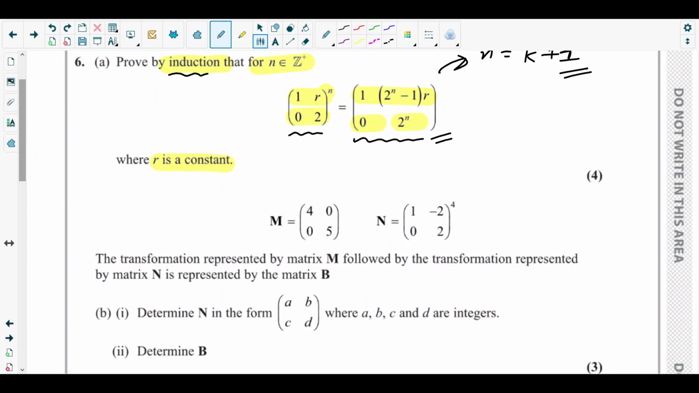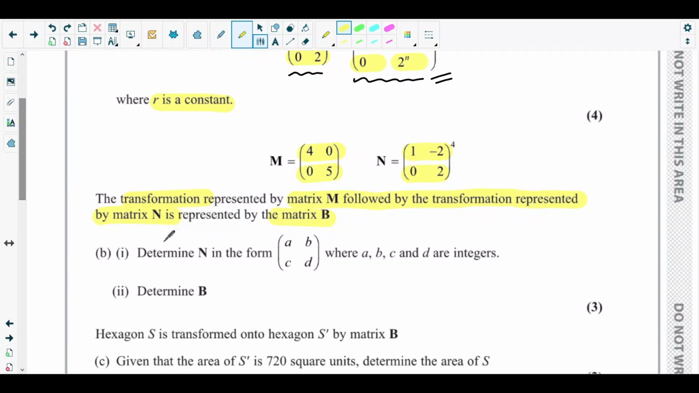Okay, next is part B. In part B, the question says they have given two matrices: M, which is 4 0 0 5, and matrix N, which is 1 minus 2 0 2 whole to the power 4. The transformation represented by matrix M followed by the transformation represented by matrix N is represented by the matrix B. Part B1 is asking us to determine the matrix N in the form a, b, c, d, where a, b, c, and d are integers.